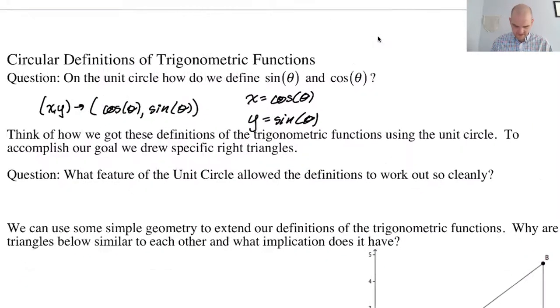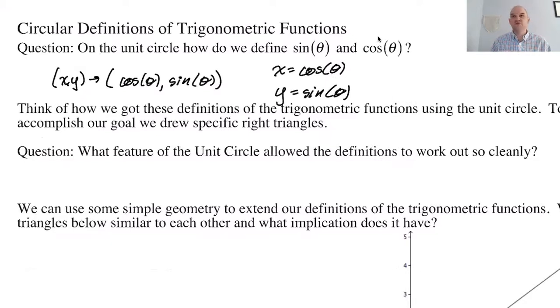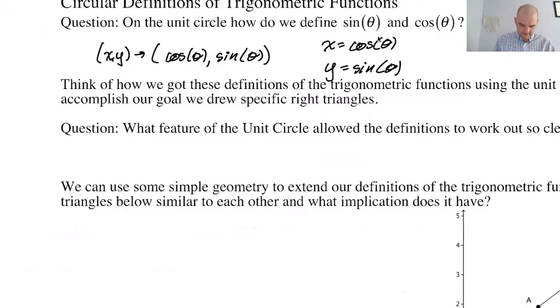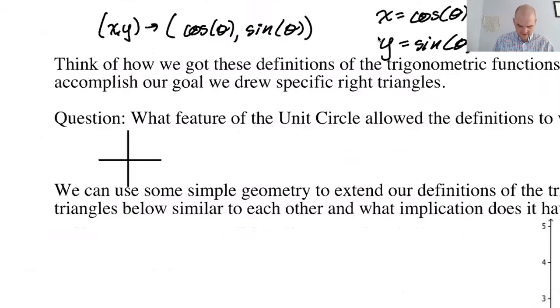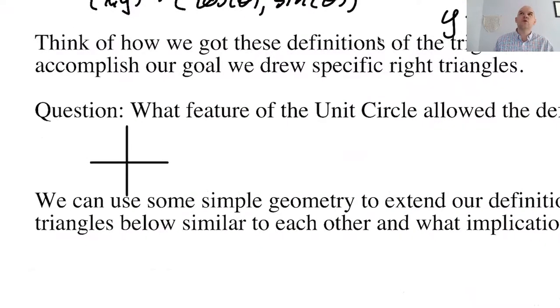And the reason that they worked out so well is that when we drew our triangle on the unit circle, or using the unit circle, or kind of inscribed within the unit circle. It's not really inscribed because it only has one of its vertices on the circle, but whatever. I don't know that we need the right word there. That's definitely not right, but it's close.